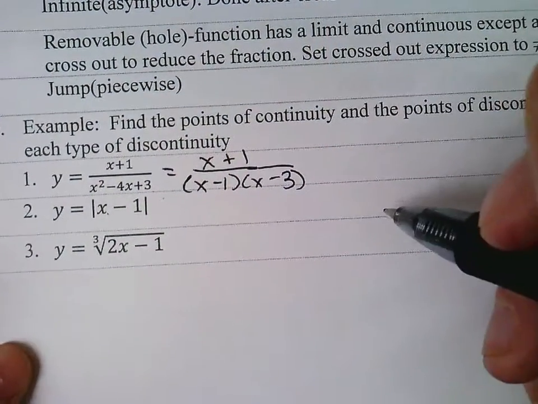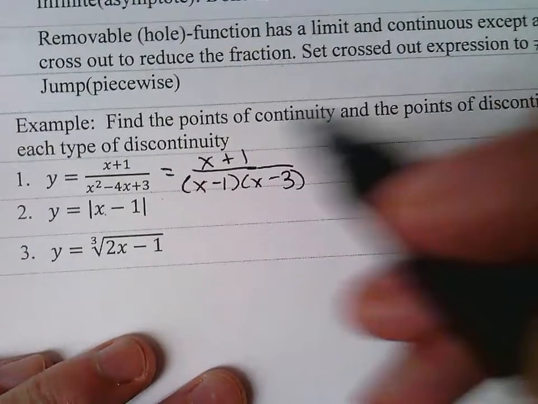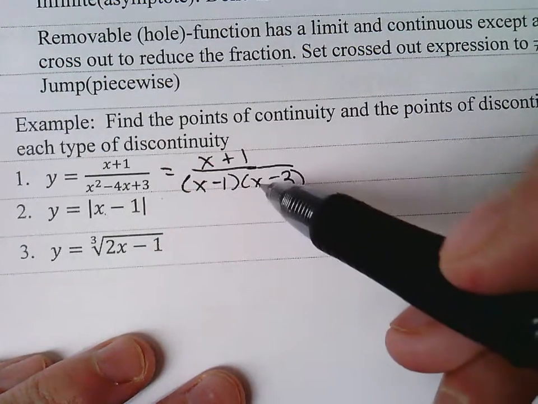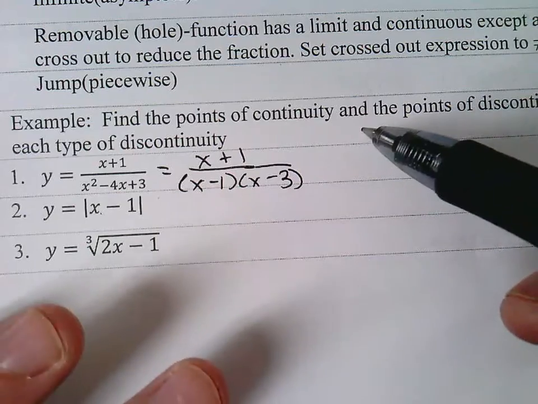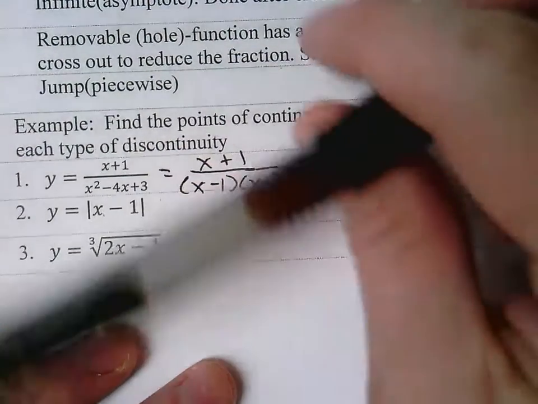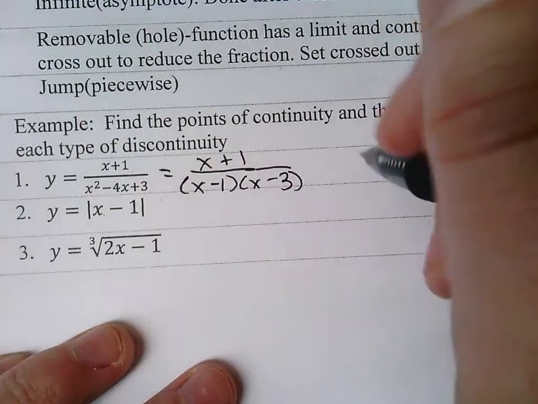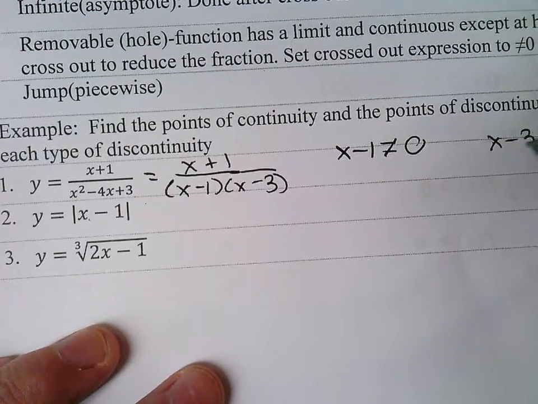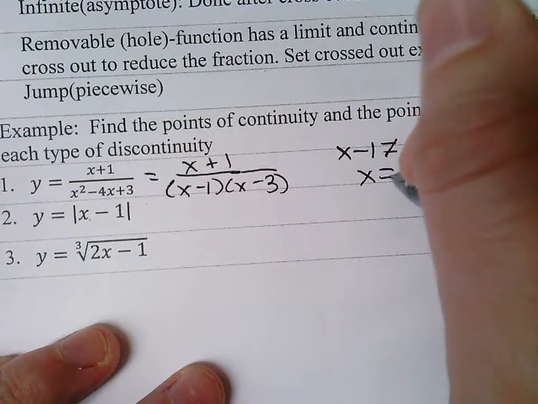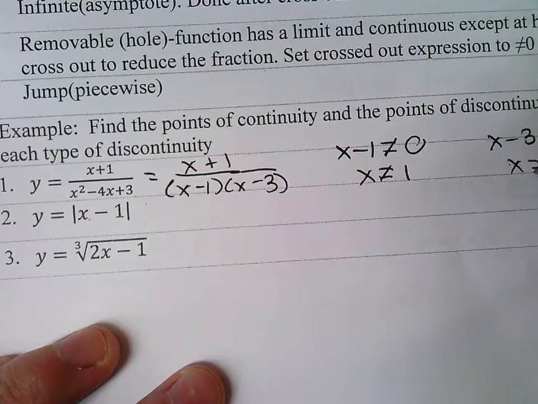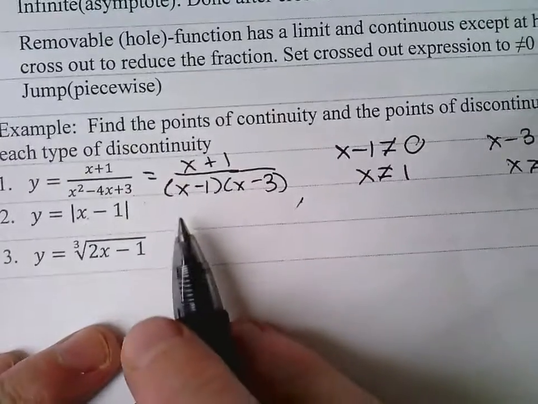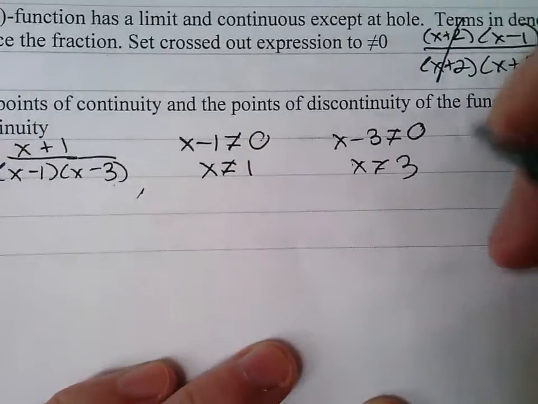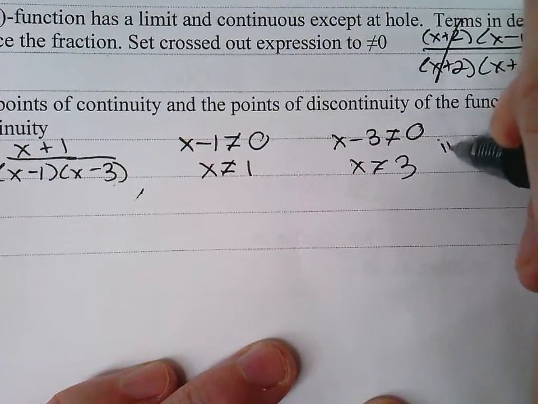Okay, so nothing is crossing out here, so I do not have a hole. Okay, so far this is continuous, but I have something in the denominator. So when I have something in the denominator, that means there's a break in the graph, or discontinuity. So how I find those values algebraically is going to be x minus 1 can't equal 0. x minus 3 can't equal 0. So x can't equal 1 and x can't equal 3. These are going to be infinite discontinuities.